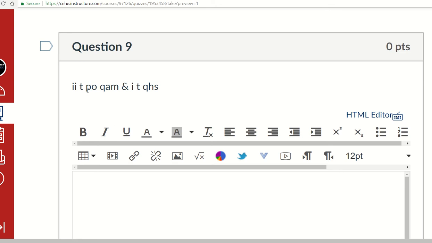Number 9, PO, we'll take 2 tablets by mouth every morning and 1 tablet every night at bedtime. So how many tablets would they take in a day? How many in one day? 3, yeah. So 2 in the morning, 1 at night, for a total of 3.